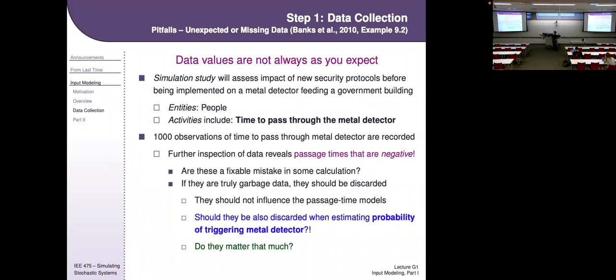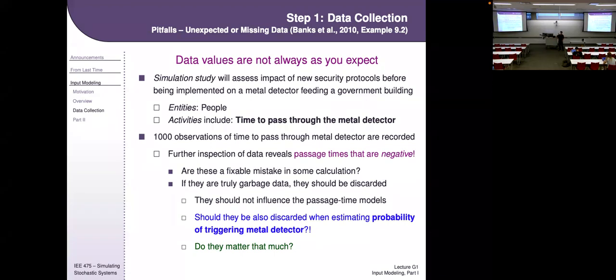But it gets a little more complicated because it might be that some of these discarded data still allow me to infer who is flagged by the metal detector and who is not. So is it okay that I use 60 data points for the passage time model, but 80 data points for estimating the probability of going through the metal detector? Doesn't matter that much. Can I try the model with and without that and see if they change?